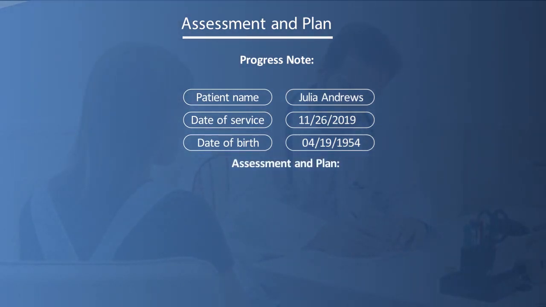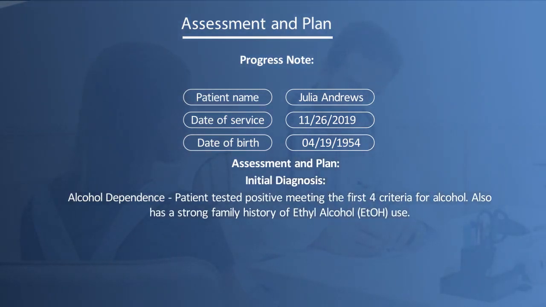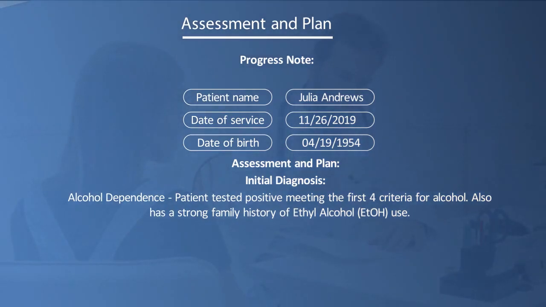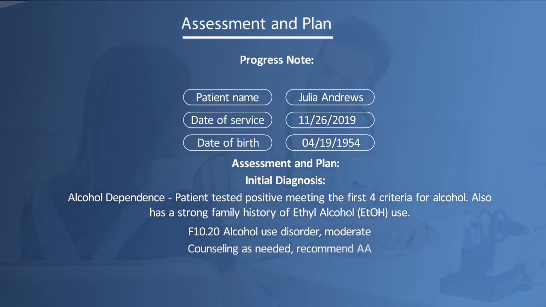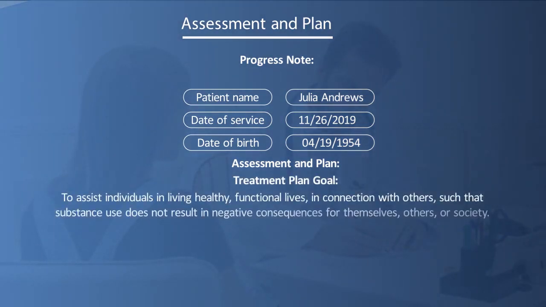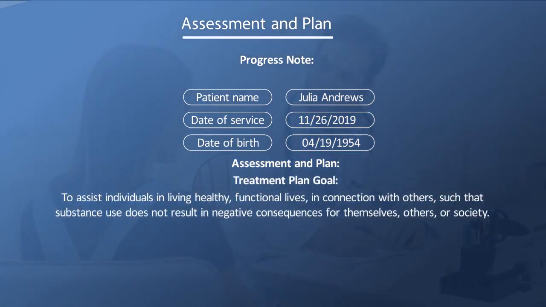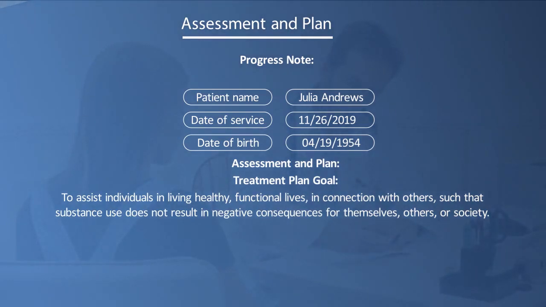Assessment and plan. Initial diagnosis: alcohol dependence. Patient tested positive, meeting the first 4 criteria for alcohol. Also has a strong family history of ethyl alcohol use. F10.20 alcohol use disorder, moderate. Counseling is needed, recommend AA. Treatment plan goal: to assist individuals in living healthy, functional lives, in connection with others, such that substance use does not result in negative consequences for themselves, others, or society.